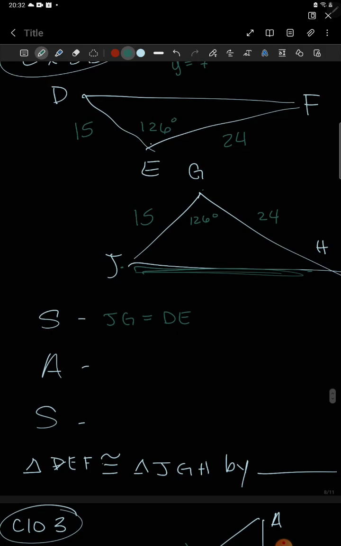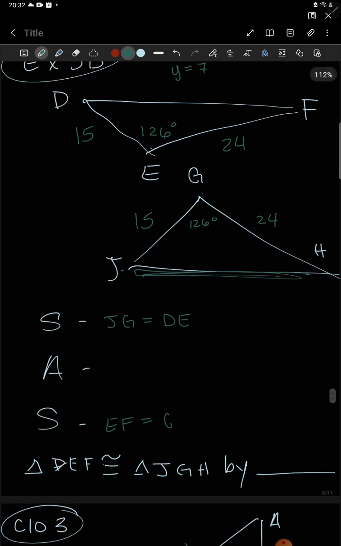Okay, then we'll say that EF is equal to, so I'm starting at the short side and I'm going towards the long side, EF is equal to GH. Okay, they're both the same. And then I'll say that angle E is congruent to angle G.